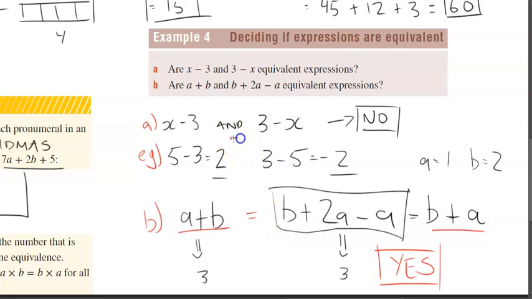In this case here, it is not equivalent. If you see this symbol here, this just means not equal to. Obviously, the opposite is equal to.